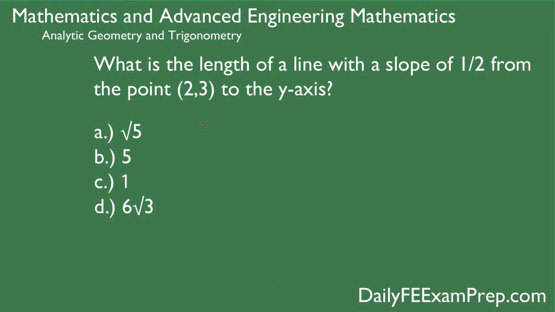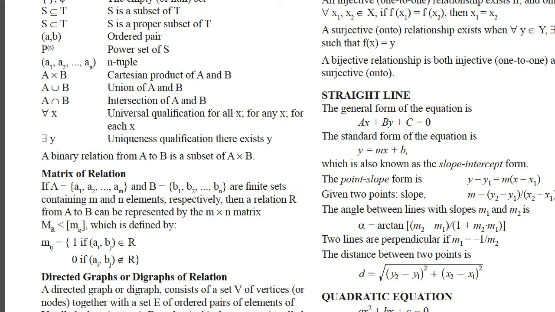So now that we know that our y-intercept is going to happen at point 0, 1, we now have 2 points. Okay, so when we have 2 points, we know that we can incorporate the distance formula. The distance formula, which is located on page 18 of the NCEES Supplied Reference Handbook, is given to us as d is equal to the square root of y2 minus y1 squared plus x2 minus x1 squared. So now that we have the 2 points, we can just input those points into the distance formula and come up with our answer.